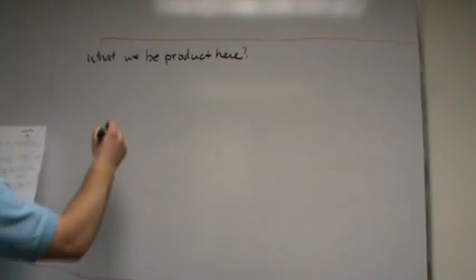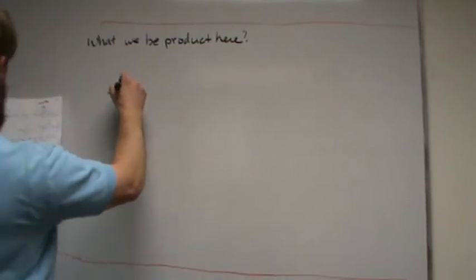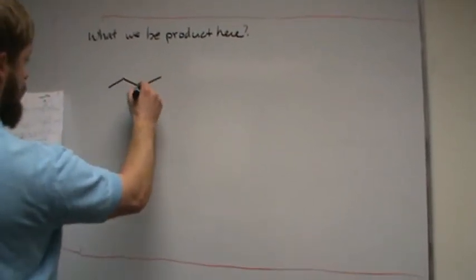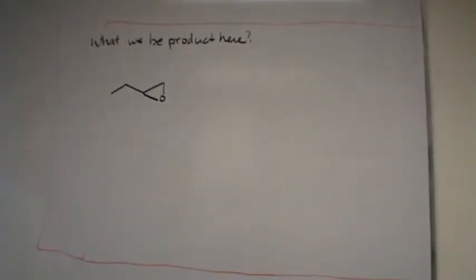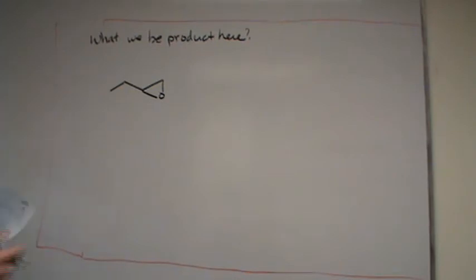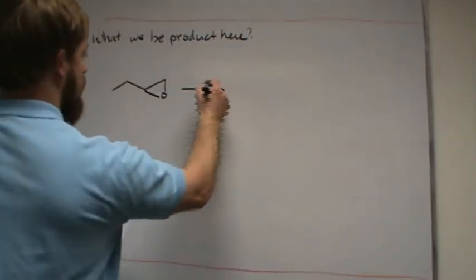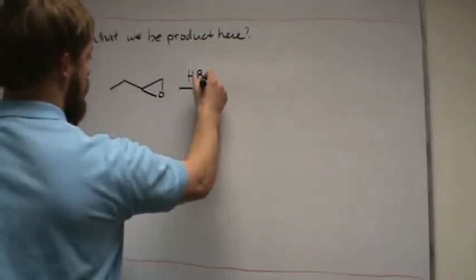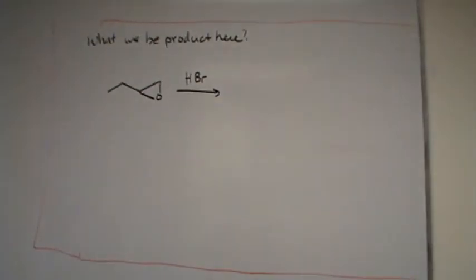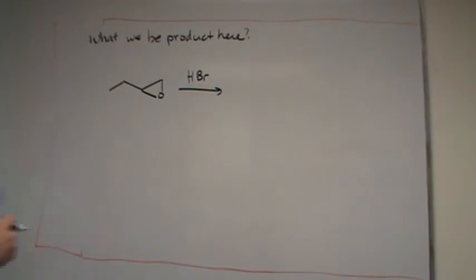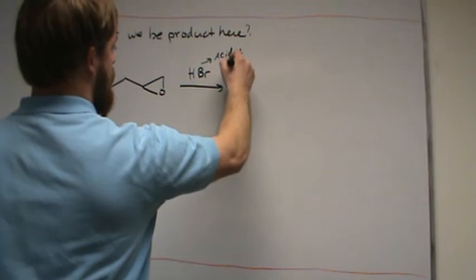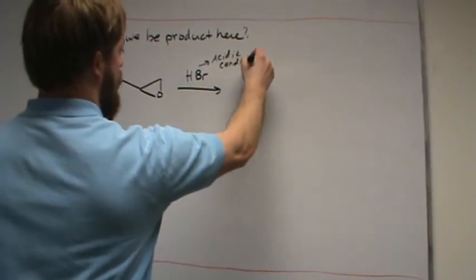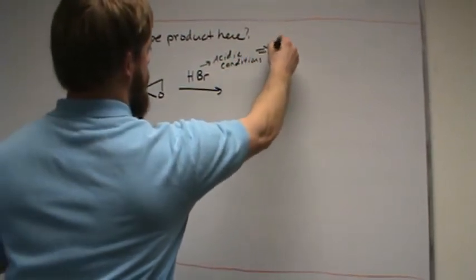Okay, if I took something like this. So here's my epoxide, just written differently. Okay, and I reacted it with HBr. So remember here that this is acidic conditions, and that tells us SN1-like.